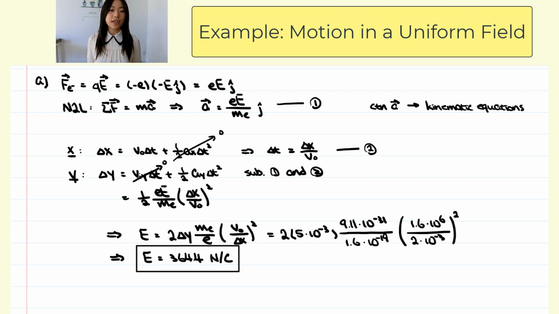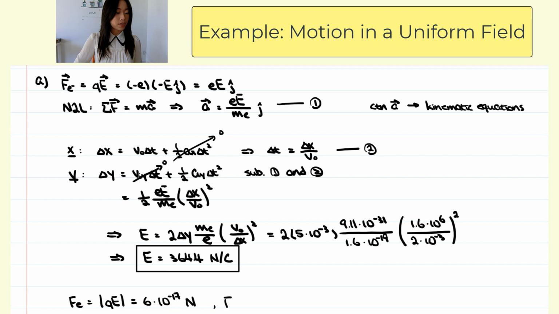And we also want to justify whether it is valid to ignore the gravity. So let's compare the gravity force to the electric force. The magnitude of the electric force is the magnitude of Q times the electric field. We just found that the electric field is 364.4. So we substitute the numbers. We get 6 times 10 to the power of negative 17 newtons.